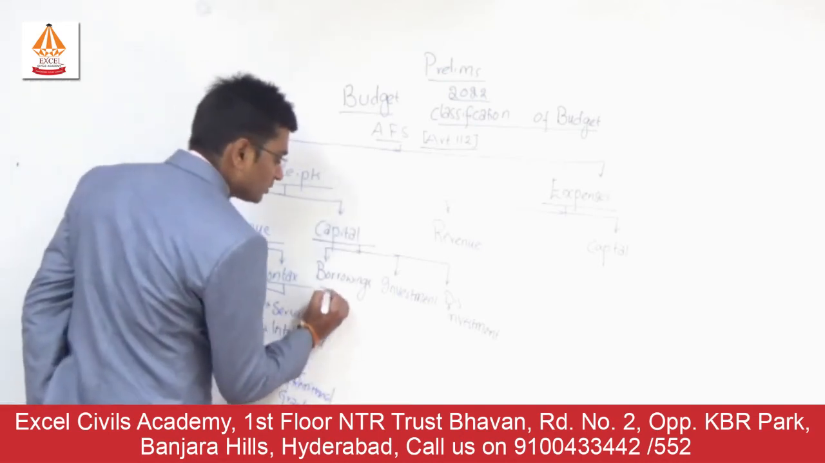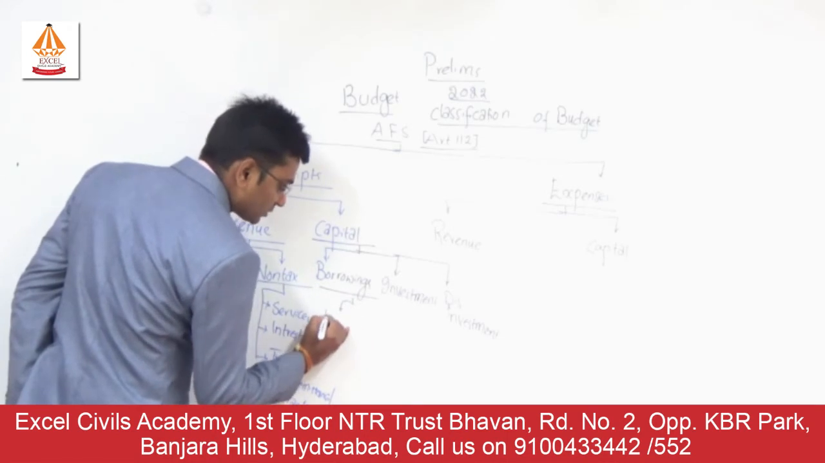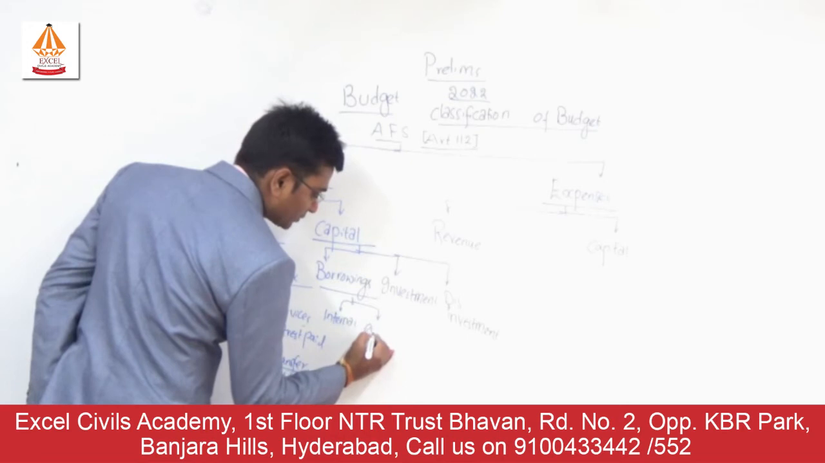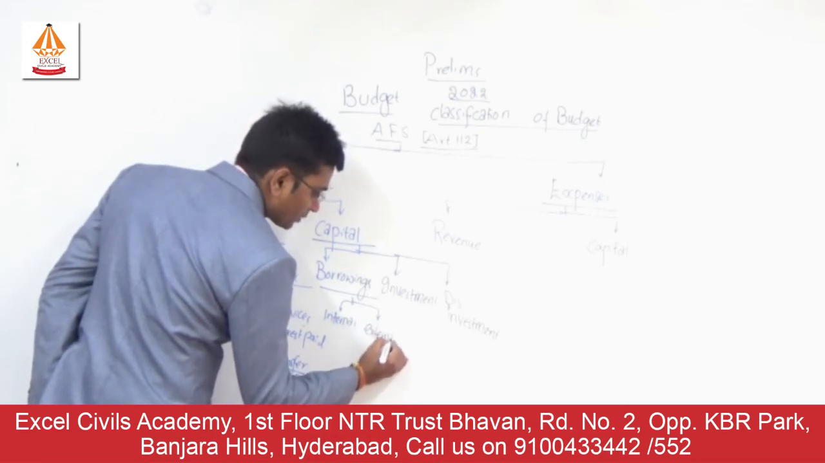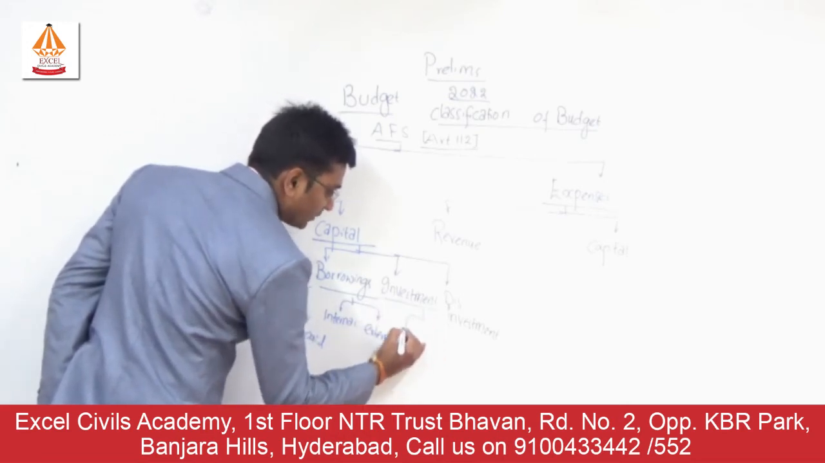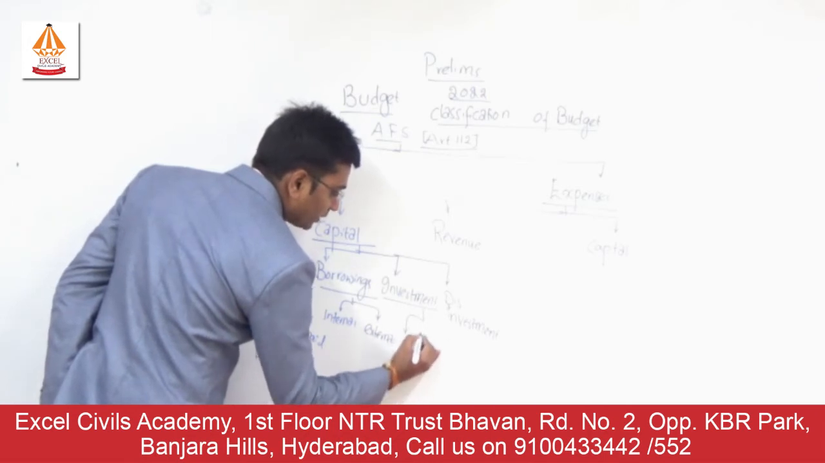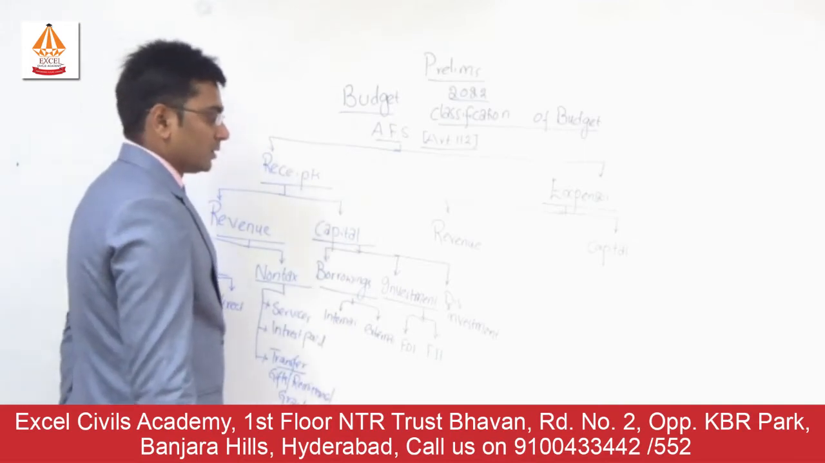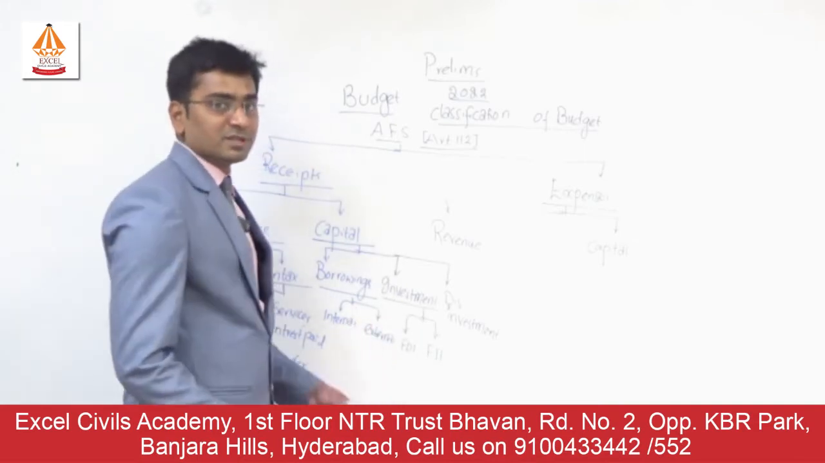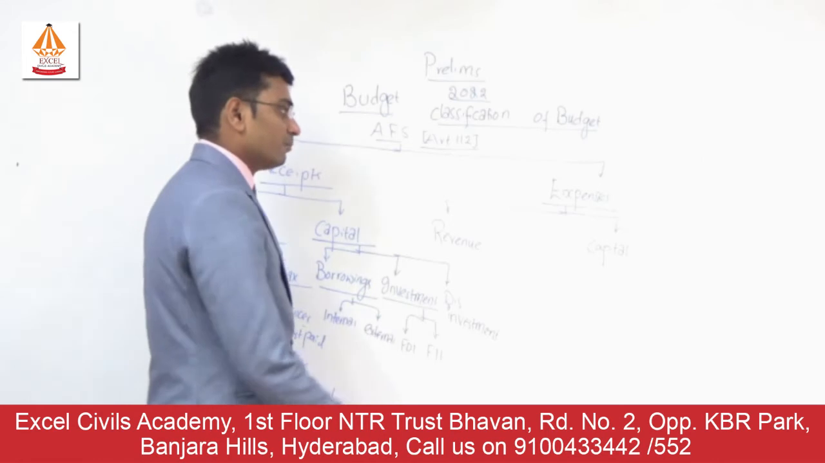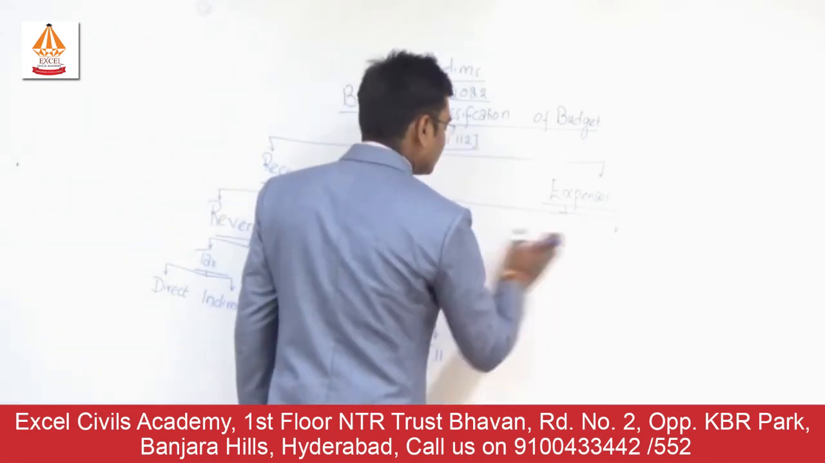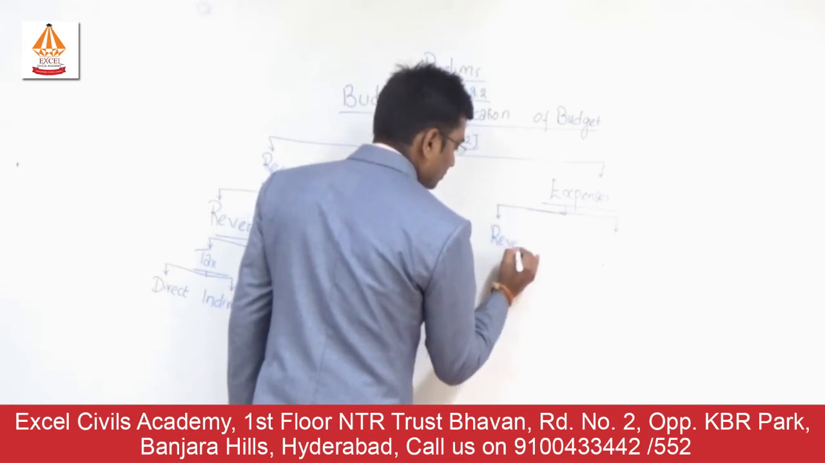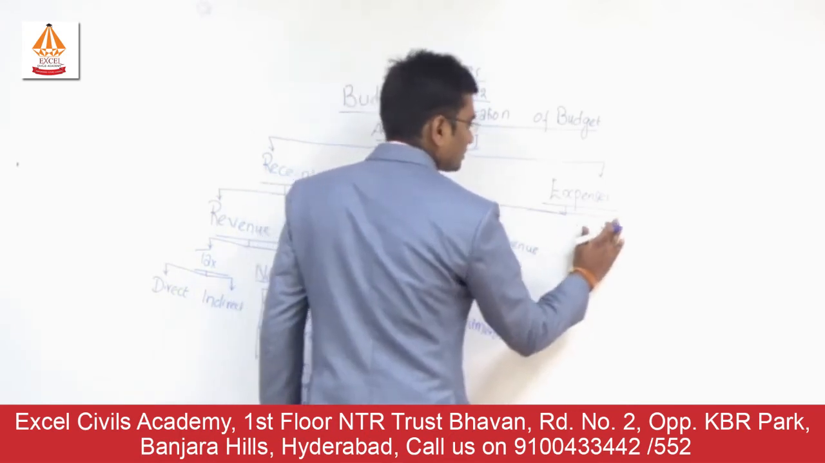And then in the borrowings you can go for internal borrowings or external borrowings. In the investments you have two types, foreign direct investment and foreign institutional investment. Disinvestment: every year the government comes and says, this is the plan for disinvestment this year. On the expenses side you have two things, the revenue expenses and the capital expenses.